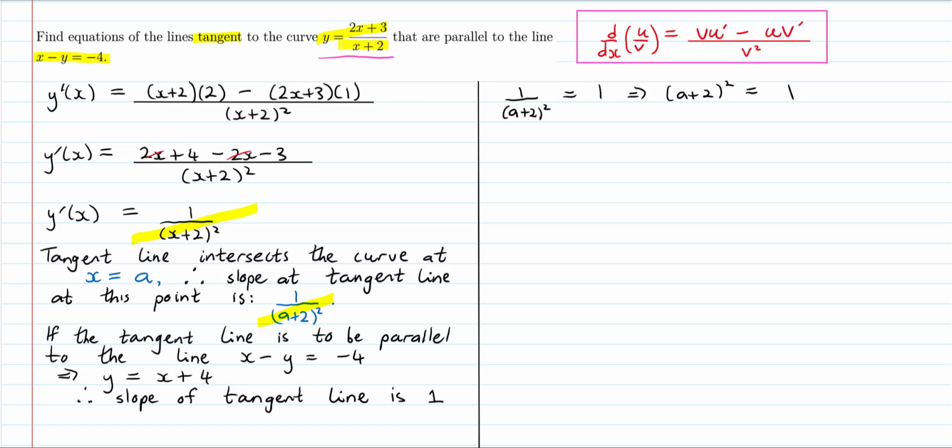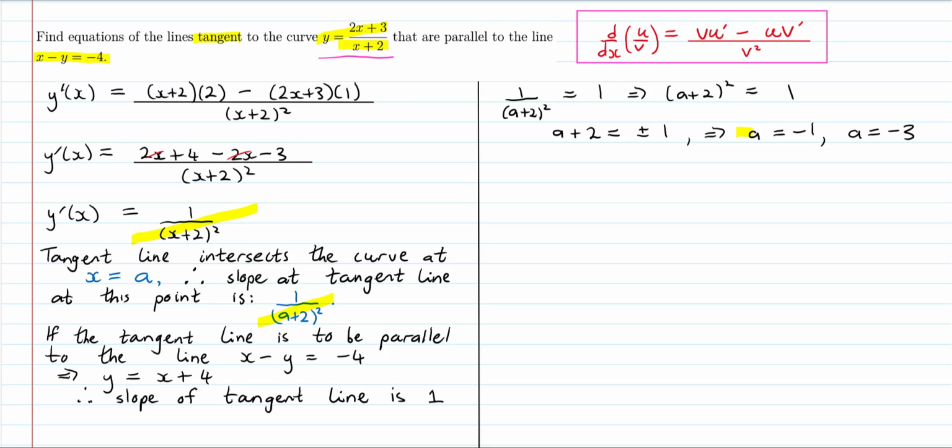Multiplying both sides by (a plus 2) all squared, we end up with (a plus 2) all squared is equal to 1. Then taking the square root of both sides, we get a plus 2 is equal to plus or minus the square root of 1, which is just plus or minus 1. Therefore a is equal to 1 minus 2, which is negative 1, or negative 1 minus 2, which is negative 3. So a equals minus 1, or a equals minus 3.